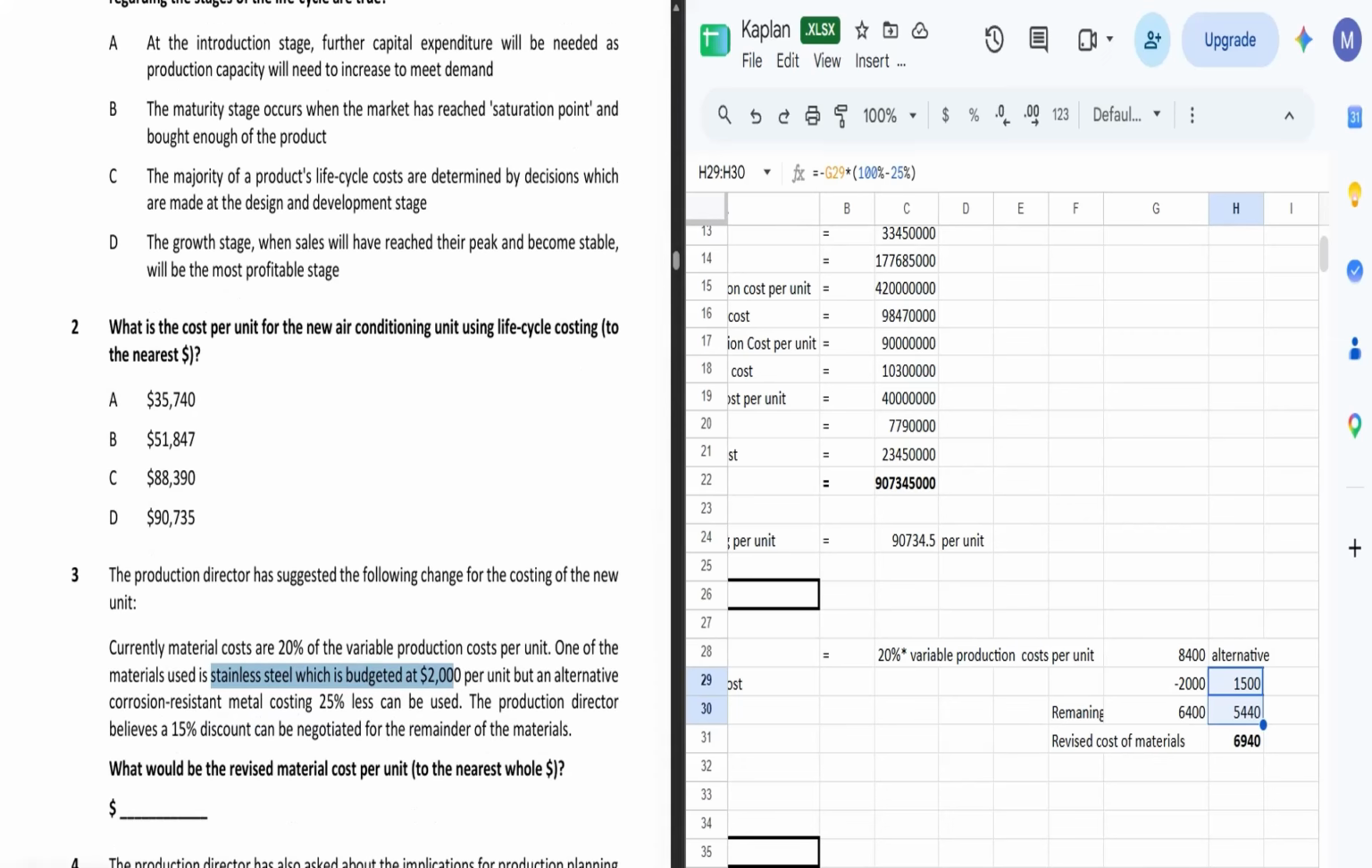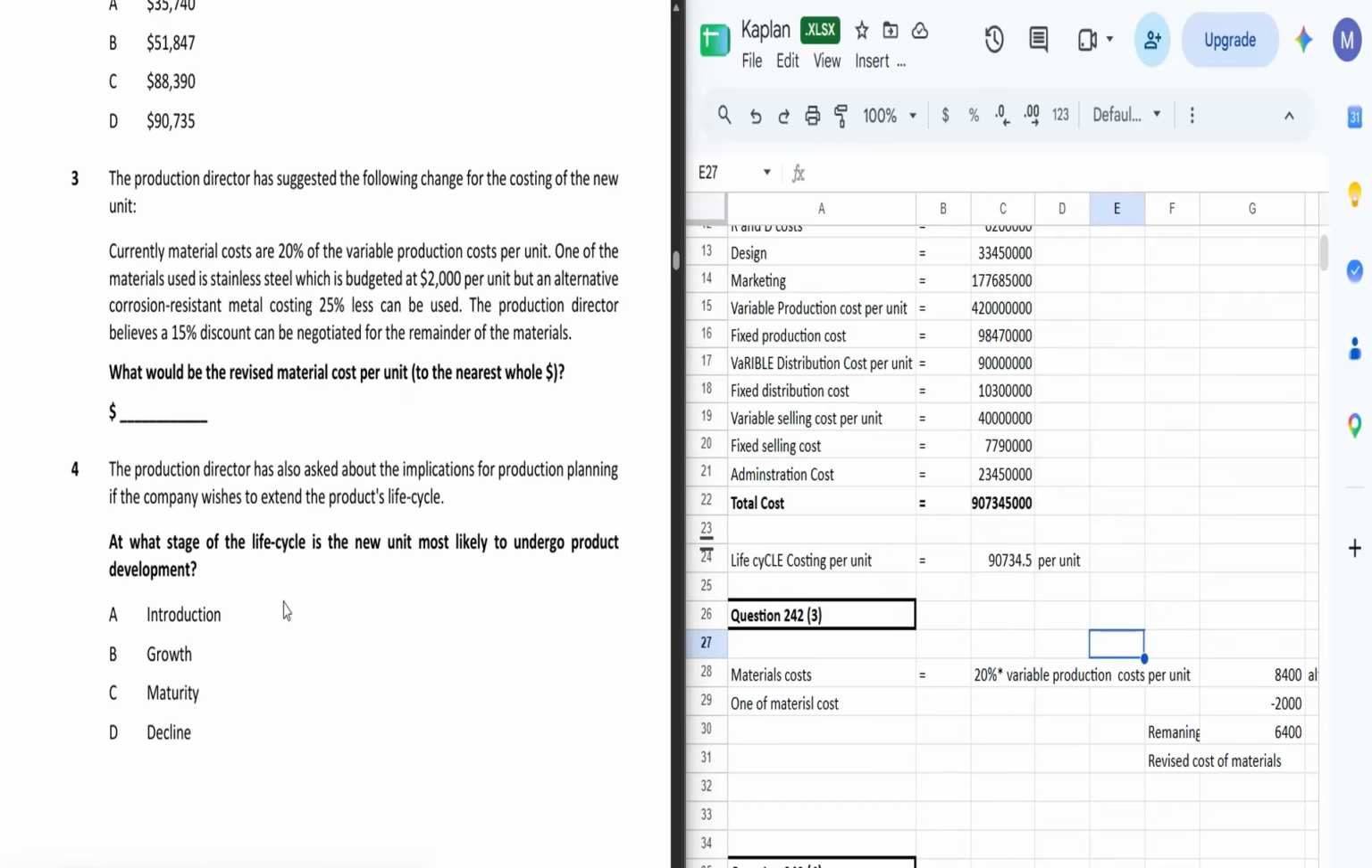All right. Question number 4. The production director has also asked about the implication for production planning if the company wishes to extend the product life cycle. At what stage of the life cycle is a new unit most likely to undergo product development? Obviously, at the maturity phase. Because after introduction the growth will come, and when the product reaches the maturity phase, then it's time to introduce a new product to extend the product life cycle.